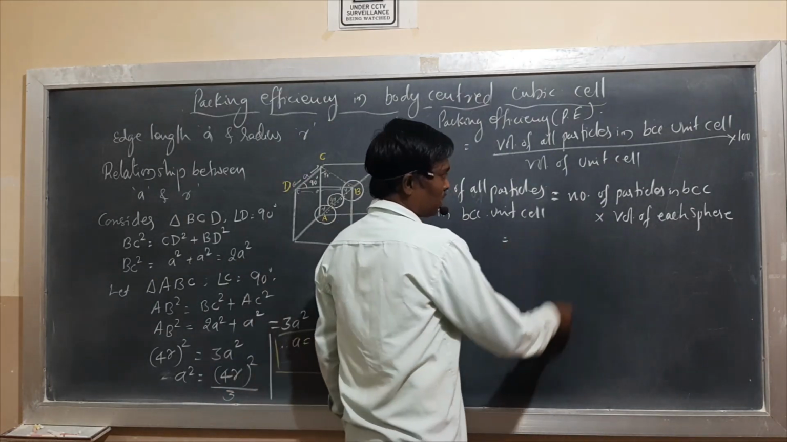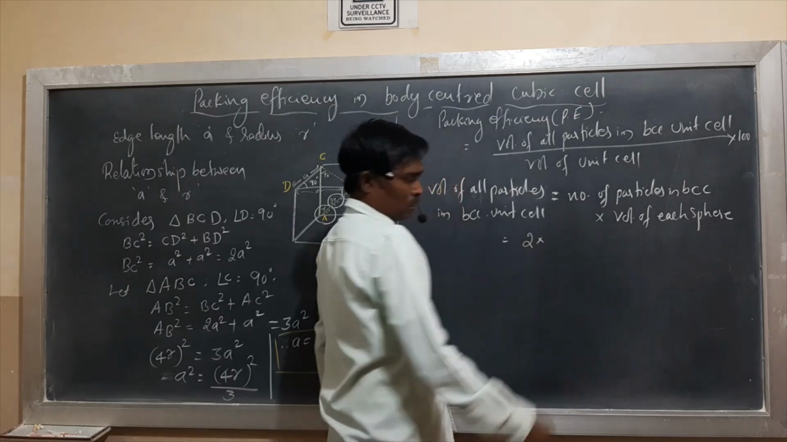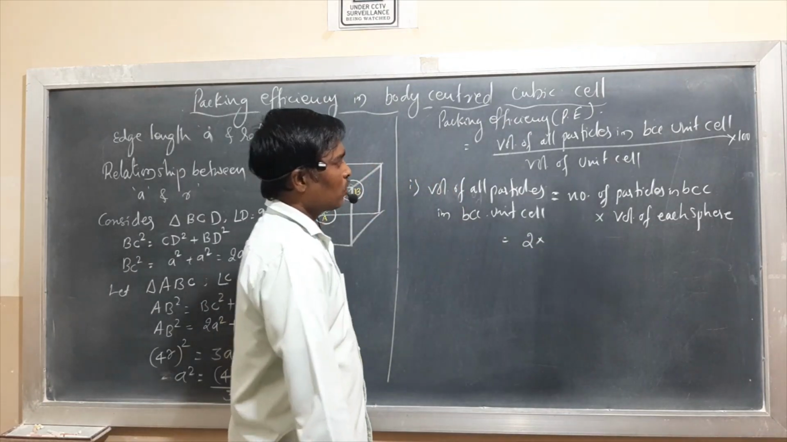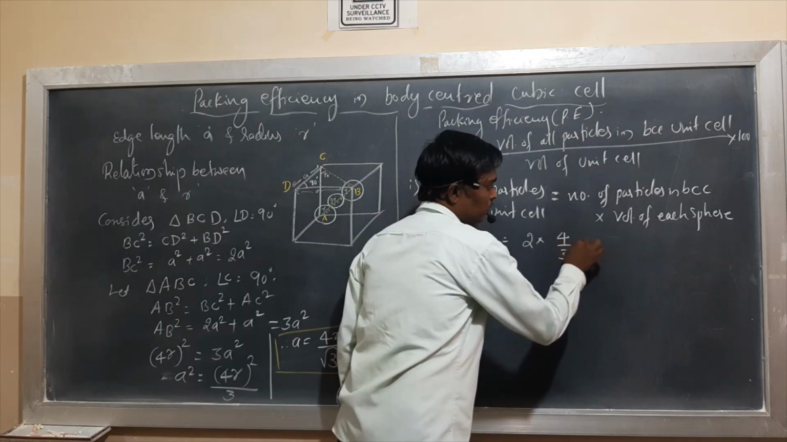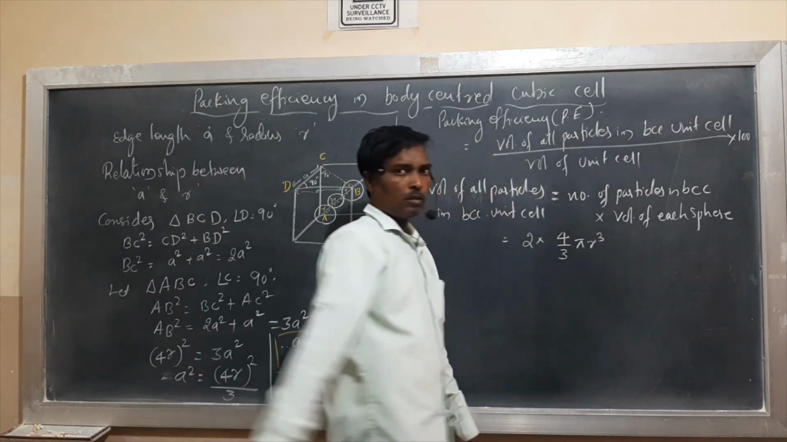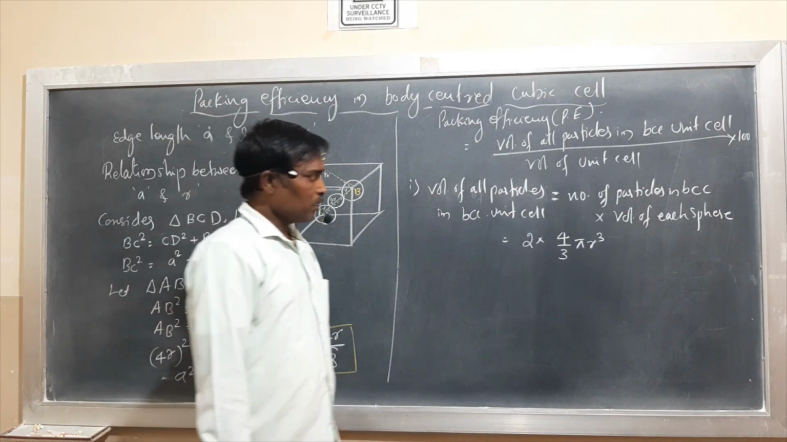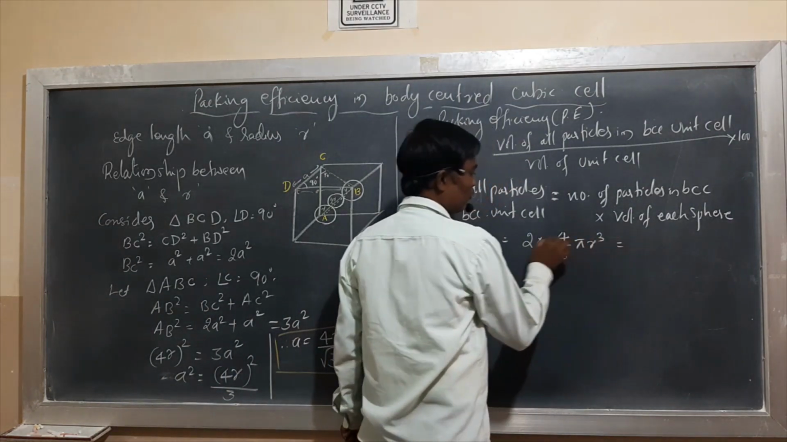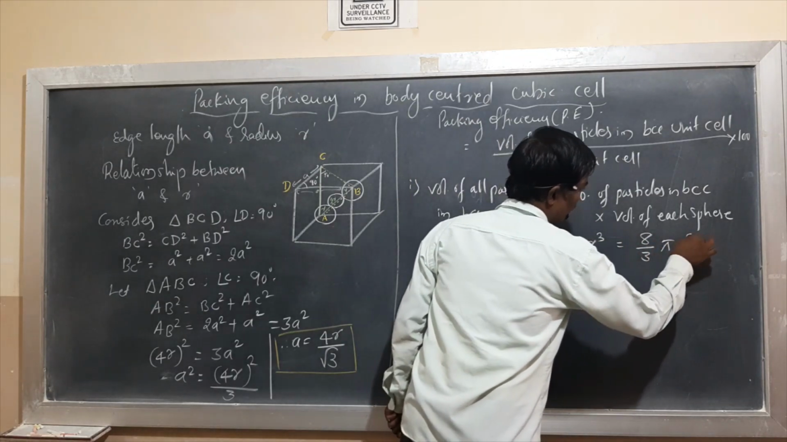The total number of particles in a BCC unit cell, we know, is 2, and it is multiplied by the volume of each sphere. Each sphere's volume is 4 by 3 pi r cube. So that is equal to 8 by 3 pi r cube.